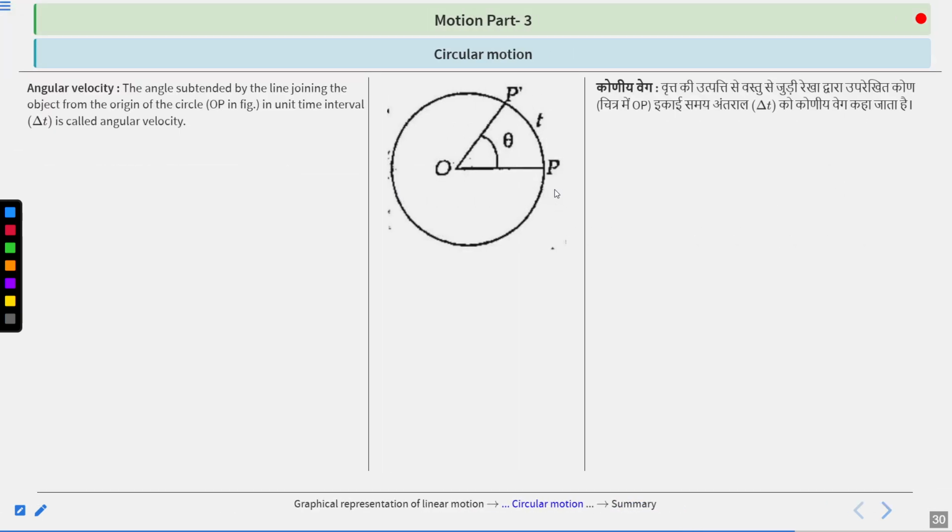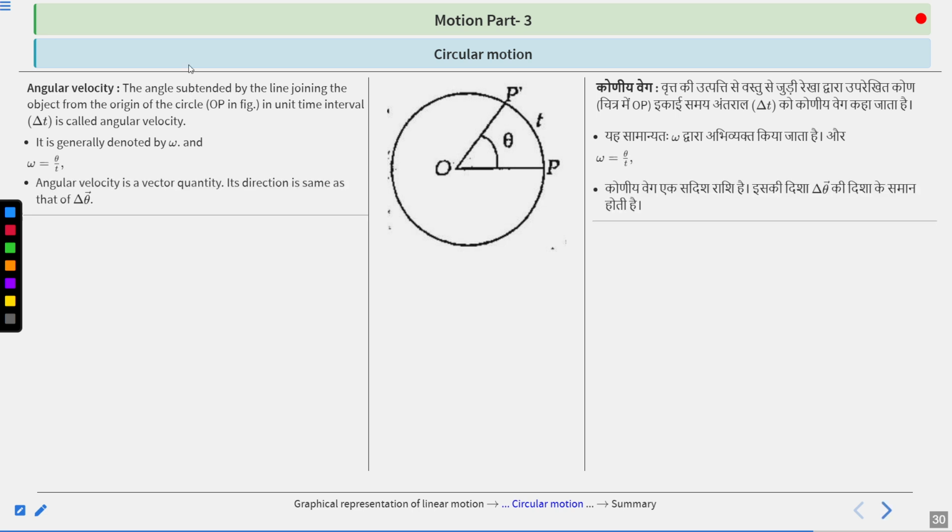Now, what is angular velocity? The angle subtended by the line joining the object from the origin of the circle, like OP, here you can say this is the origin of the circle in this figure, in unit time interval delta t, is called the angular velocity. It is generally denoted by omega, and omega is equal to theta by t. Angular velocity is a vector quantity. Its direction is the same as that of delta theta.